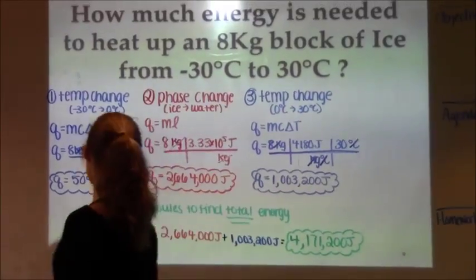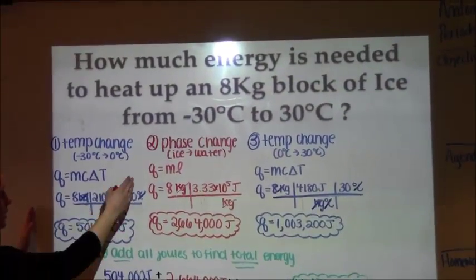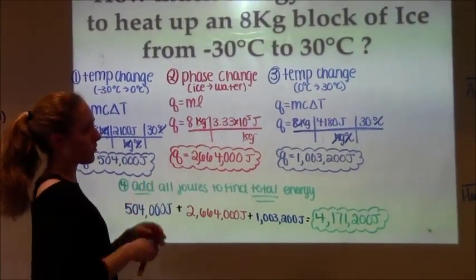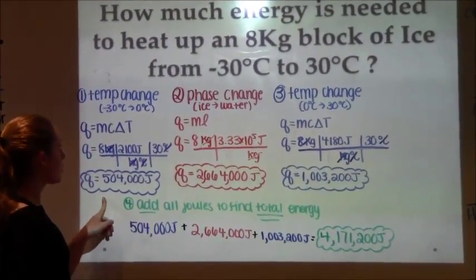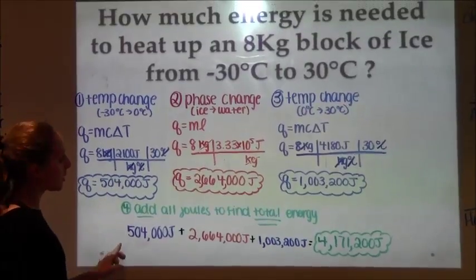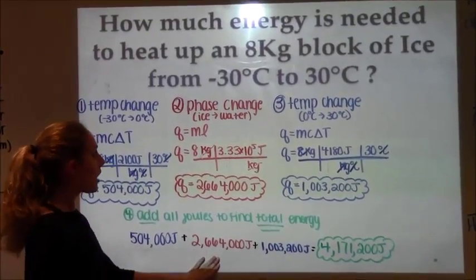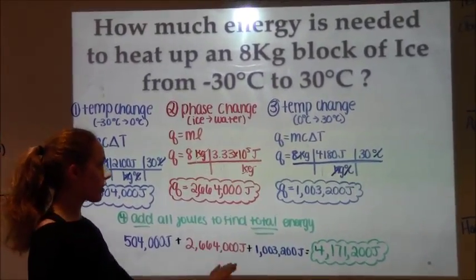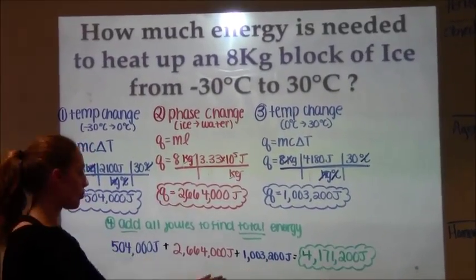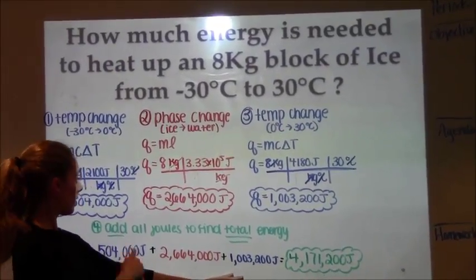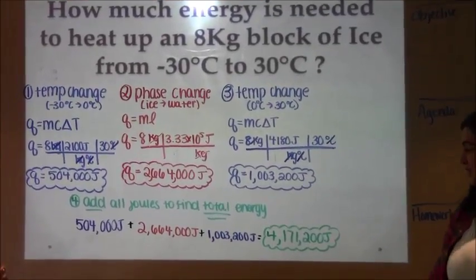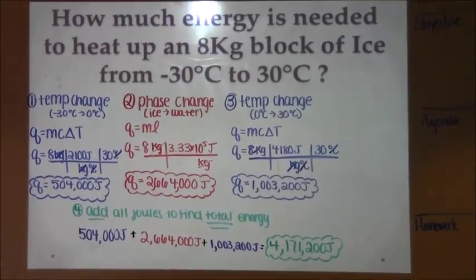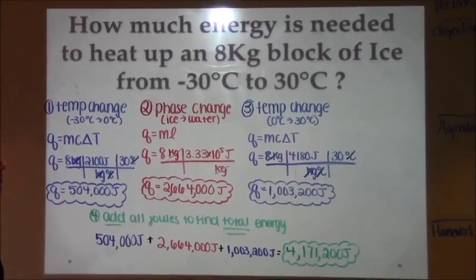So now that we've found the individual amounts of energy for each step, to find our total energy, we need to add them all together. So you take the energy for the temperature change from negative 30 degrees Celsius to 0, the phase change from ice to water, and the temperature change from 0 to 30. So when you add up all of these numbers, you get 4,171,200 joules. And that is the answer to our problem.